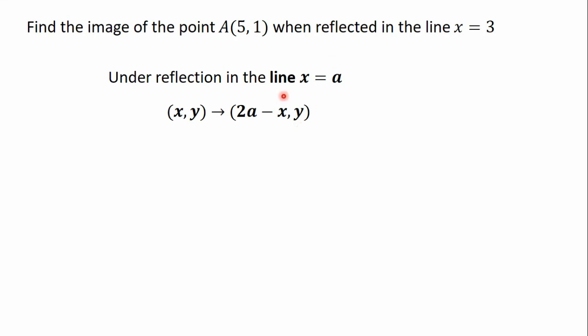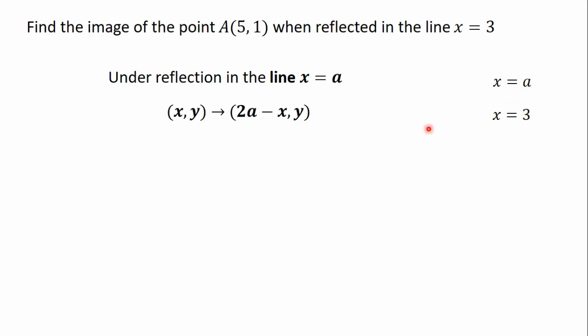So to get the rule for the transformation, when we reflect a point in the line x is equal to 3, we have to substitute the value of a into this transformation. To get that value of a, we will compare the equation of the line given to us to x is equal to a. So we have line x is equal to a, and the equation of the line given to us is x is equal to 3. So we can see that a is equal to 3.